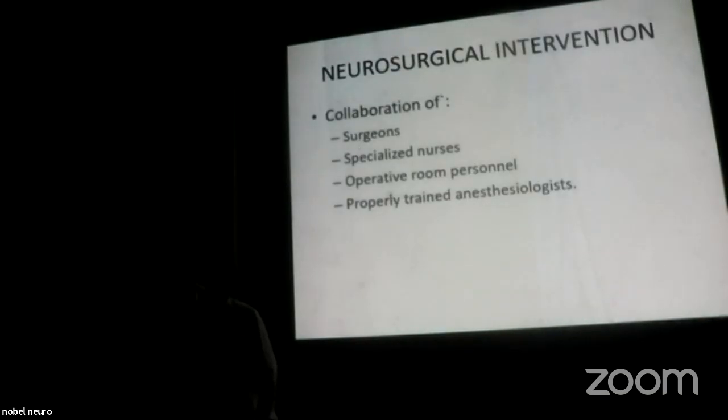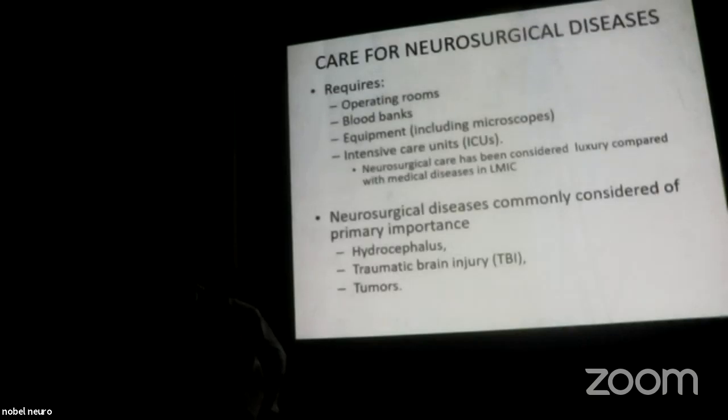So neurosurgical treatment and intervention, we cannot do only with doctors. Of course, neurosurgeons and specialized nurses, and the operating room itself is very, very important, and also the anesthesiologist. So we need to train not only doctors, but also nurses and anesthesiologists. Another important thing: the care for neurosurgical disease requires operating rooms, blood banks, equipment and an intensive care unit. So the high-level treatment place is very important for very sophisticated disease.